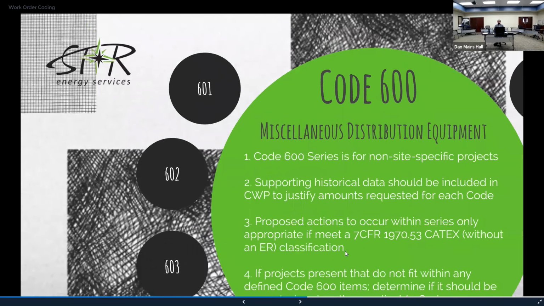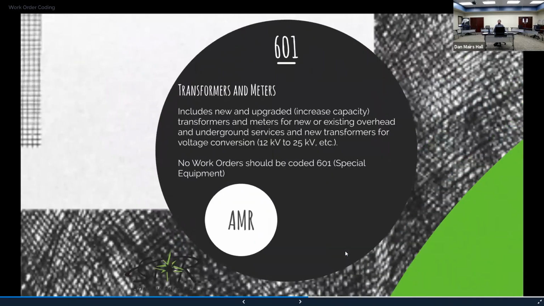So we'll jump right in. 601 is transformers and meters, including new and upgraded transformers and meters. One interesting thing about this is you should never have a work order that's coded as a 601, because transformers and meters are typically considered as special equipment. So this is really mostly useful for budgeting purposes.